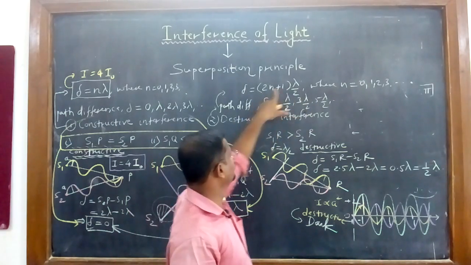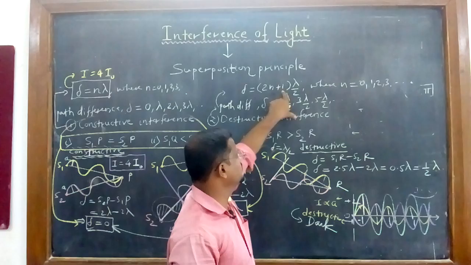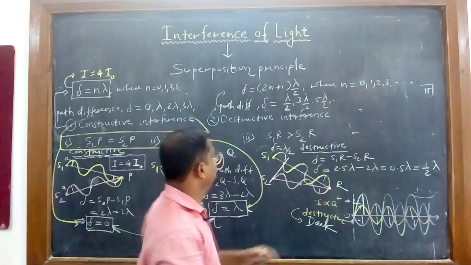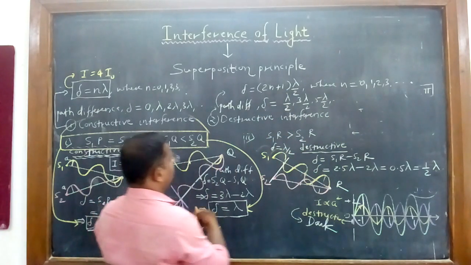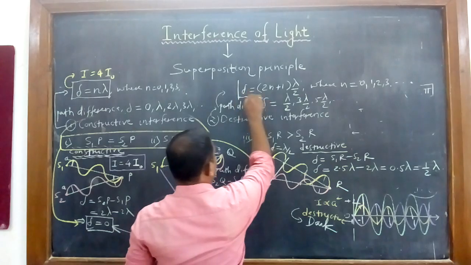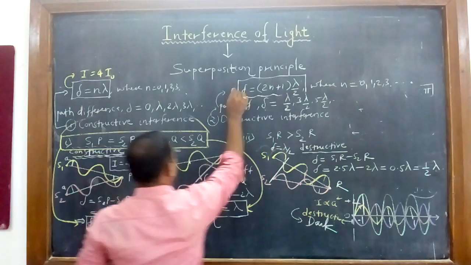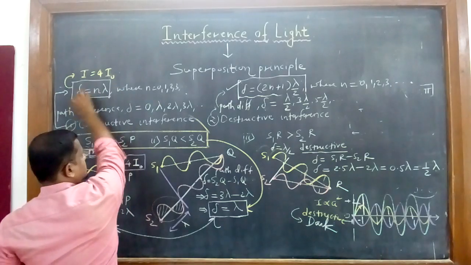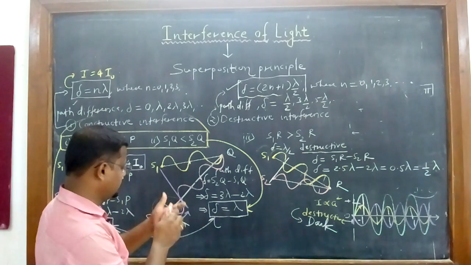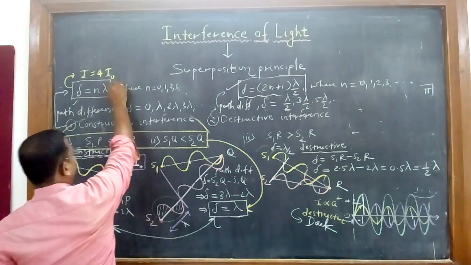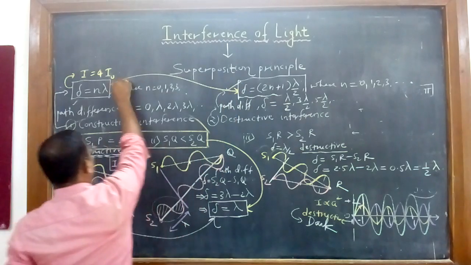Keep n equal to 2. 2 into 2 is 4, 4 plus 1 is 5, 5 lambda by 2. So we have got this, which is the condition for destructive interference. And this is the condition for constructive interference. This is destructive interference, and this is for constructive. So we can write this for 2 marks here. These are very important. See here, these two conditions are very important.